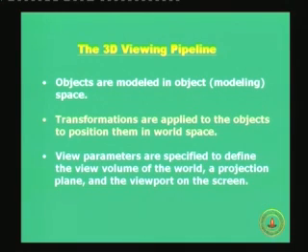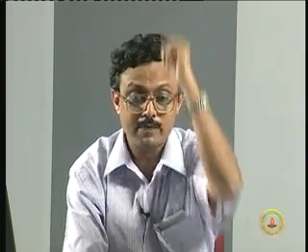View parameters are specified. We had seen in the earlier class a table with a few examples of the different view parameters you need. A typical set of examples: you need to specify, say, the view plane normal, which direction you are looking, and the view up vector.